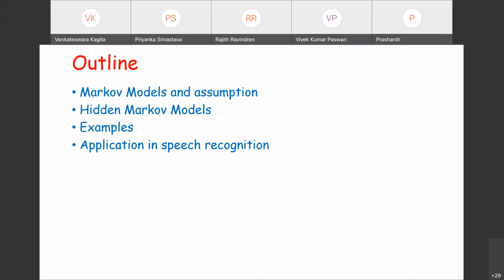So this is the outline. We're going to discuss Markov models and Markov assumptions, and then we're going to discuss hidden Markov models, and some examples and applications of hidden Markov models in speech recognition. So this is what we're going to cover in this particular topic.